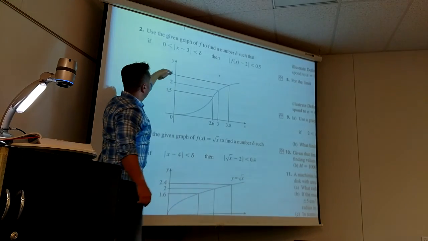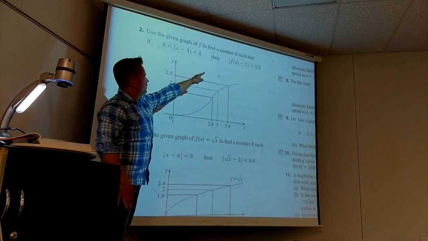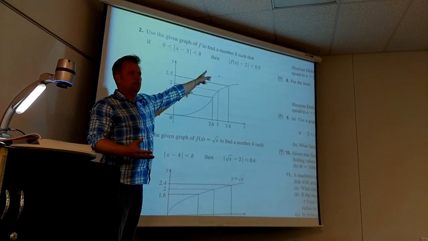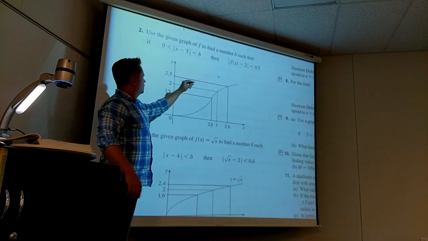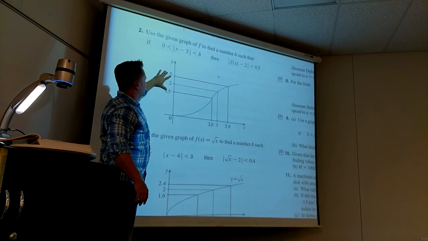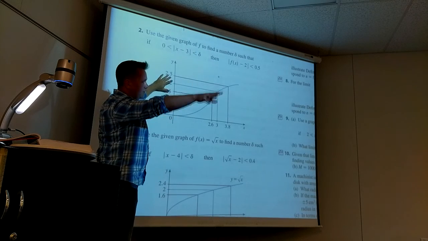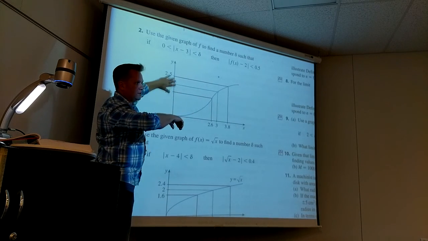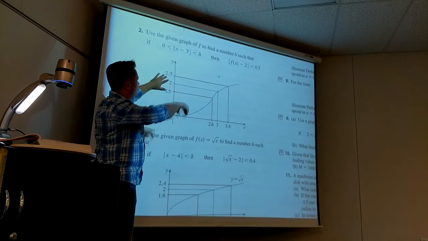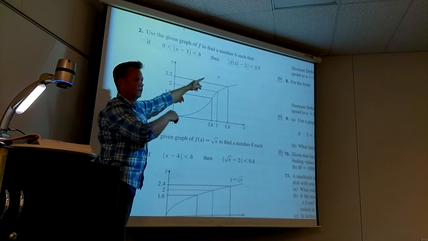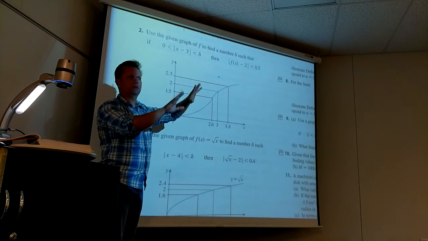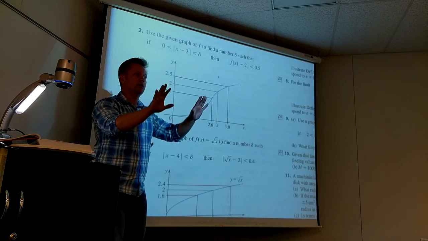So you have to be within 0.5 of the supposed limit, right? So that sets this up. Given an epsilon, you can set this up. What was f of x? We don't know. Here's the graph of it. They already graphed it for me, so I don't even need to know what it is.